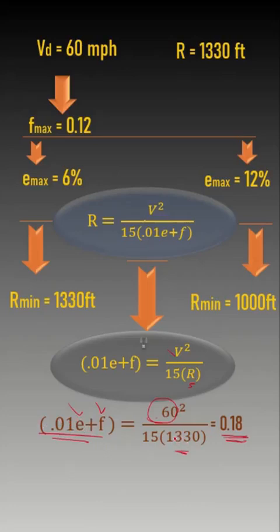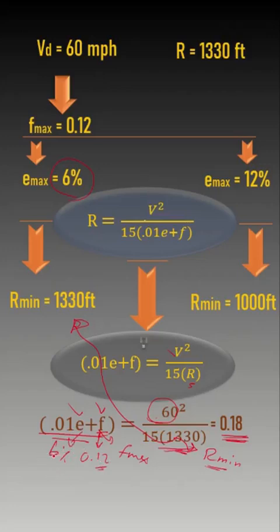As long as the radius is around the minimum radius, the F value is around F max. But the larger it gets compared to the minimum radius, the smaller F value we're allowed to use. Since the given radius equals the minimum radius for Emax of 6%, we can put F max for F in the equation, and subtracting it from 0.18, we get 6% for required super elevation, which is in agreement with what we get from Table 3-8.